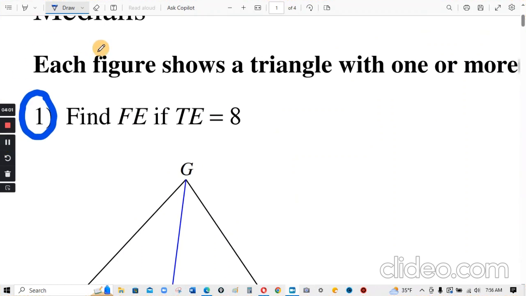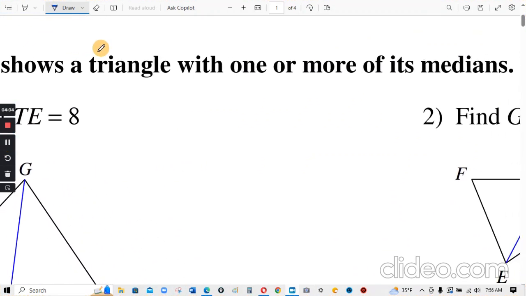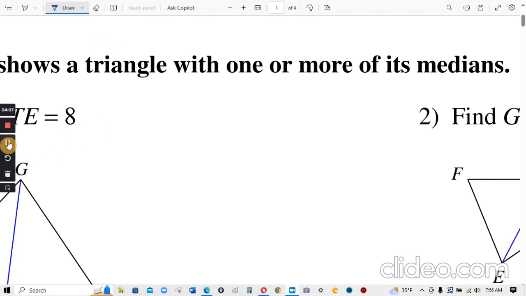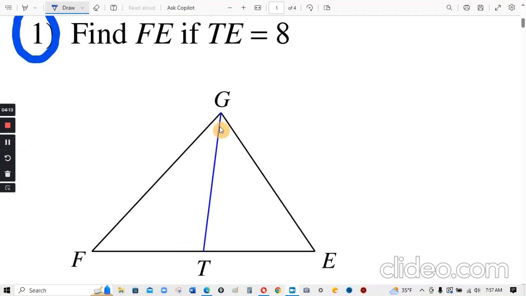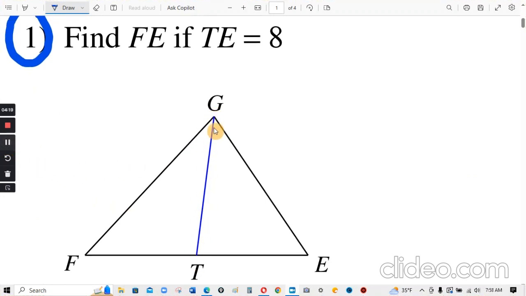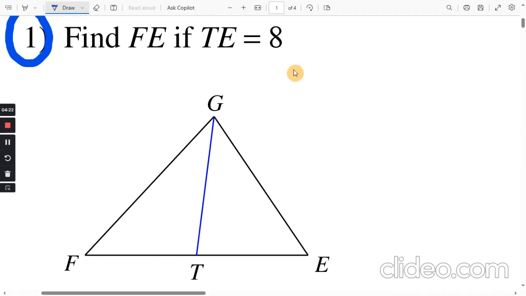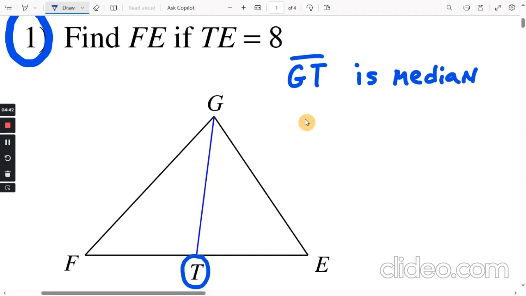So the instructions say each figure shows a triangle with one or more of its medians. Okay, problem number 1. This right here in blue is the median for all of the triangles. So that means GT is a median. Okay, so let's write that out: GT is a median. All right, and we said the median goes from vertex to the midpoint. So we know that point T is a midpoint.